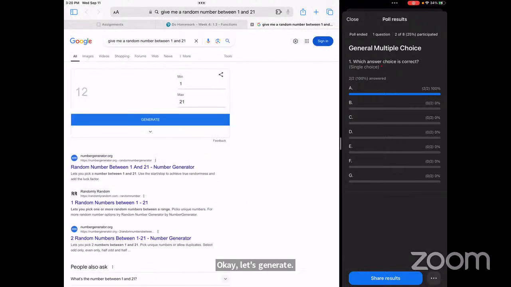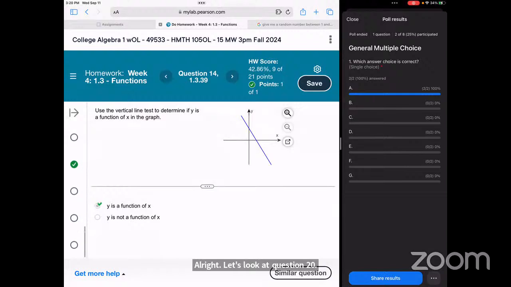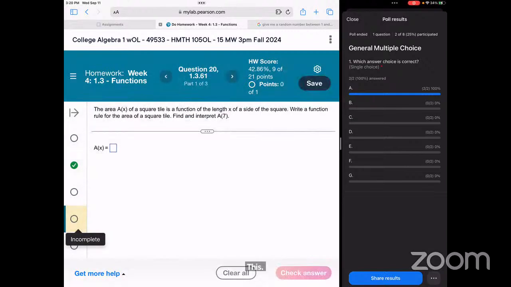All right, let's look at question 20. This one. Okay, I don't think I've done this one with anybody. It says the area of a square tile is a function of the length x of a side of a square. Write a function rule for the area of a square tile. Find and interpret a of 7.